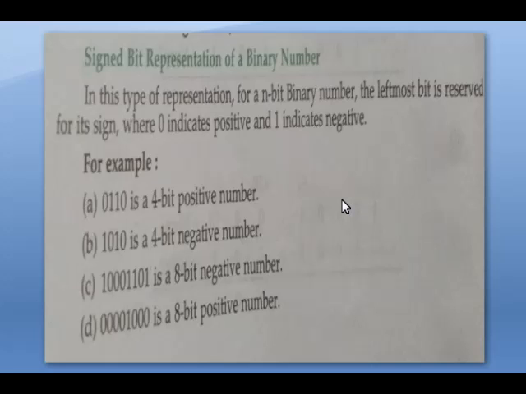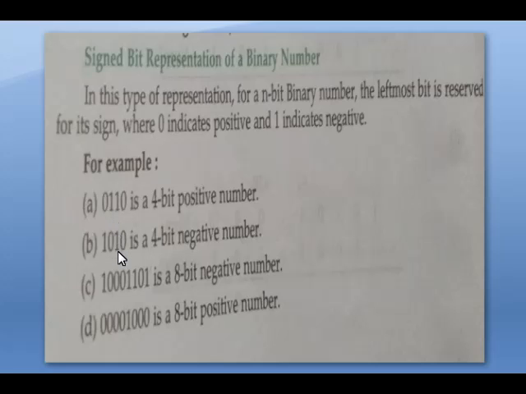Where 0 indicates positive. If the first bit is 0, it means it is a positive number. If the first bit is 1, it means it is a negative number, where 0 indicates positive and 1 indicates negative. For example, see the binary number 0110. The first bit is 0. How many bits are here? 4 bits: 1, 2, 3, 4. So it is a 4-bit number and the first bit is 0, so it is a 4-bit positive number.